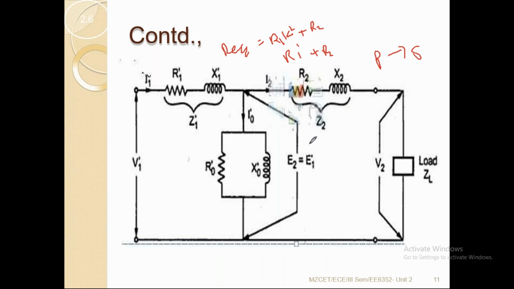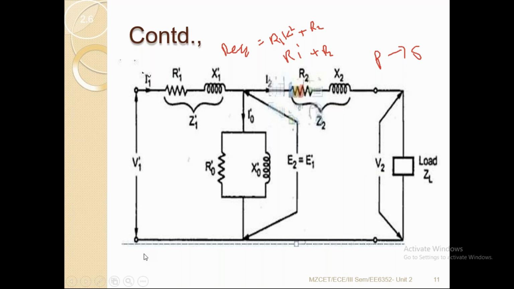Now we obtained the equivalent circuit parameters in two cases. The first case is when secondary parameters are shifted to the primary, like a backward step, from secondary to primary. The second is the forward step, when primary parameters are transferred to the secondary. The first one is the backward step and the second is the forward step. When it is a backward step, the transformation ratio is in the denominator, that is division. When it is a forward step, it is multiplication by K square.